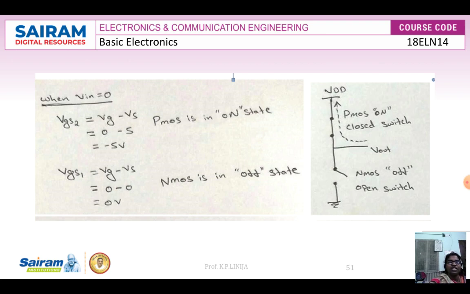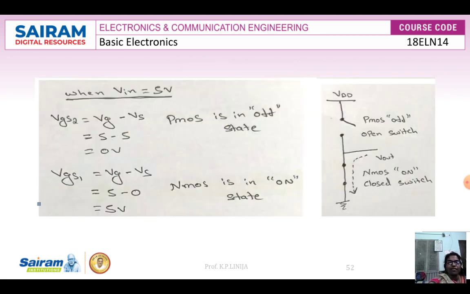The second condition is Vin equal to 5 volt. So what will happen? VGS2 will be 5 minus 5, so you will get 0 volt. VGS1 is 5 minus 0, that is plus 5. Now here the NMOS is in on condition and the PMOS is in off state. So here the NMOS will act as a closed switch.